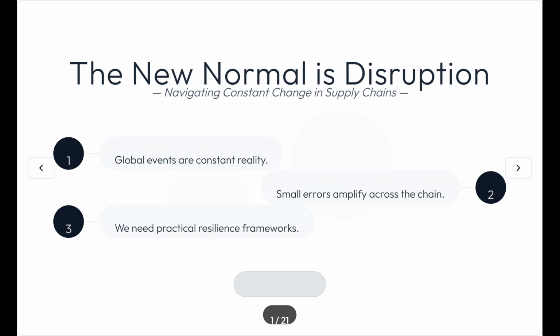The world we live in now means constant change. Global pandemics, port closures, and geopolitical conflicts are no longer rare. They are just part of the daily reality for anyone managing a supply chain. Disruption is truly the new normal.